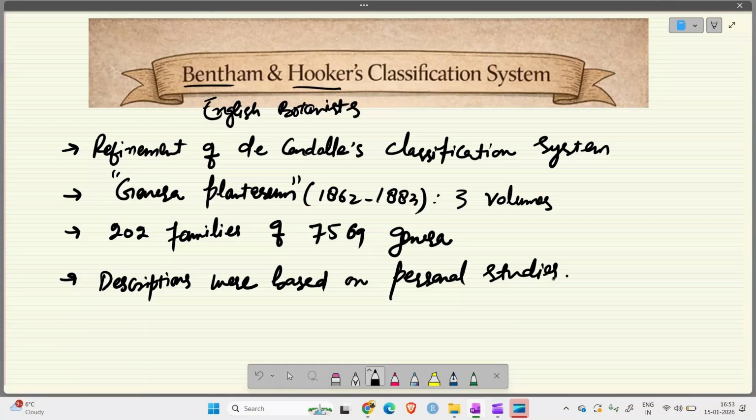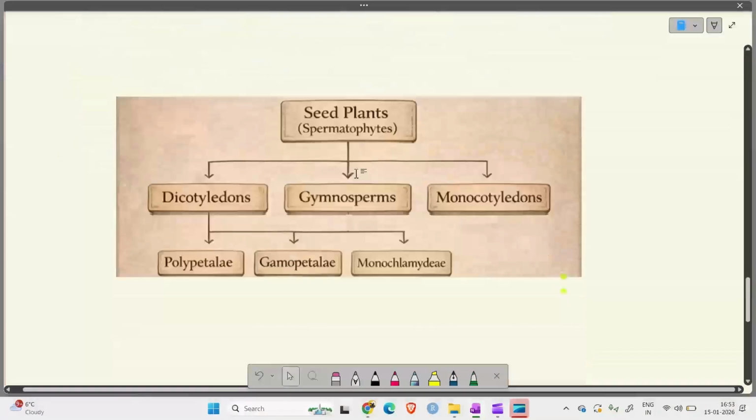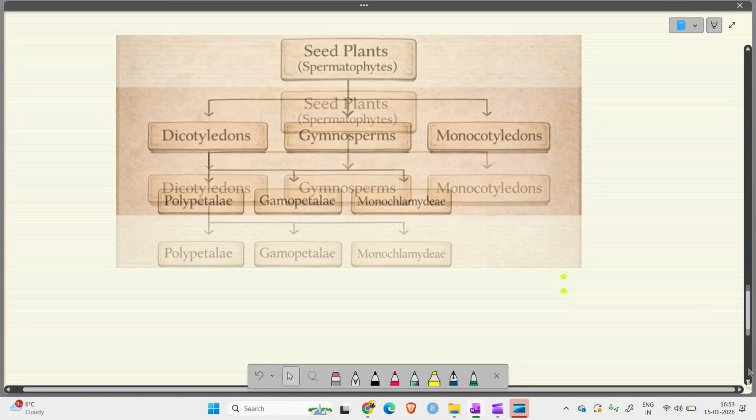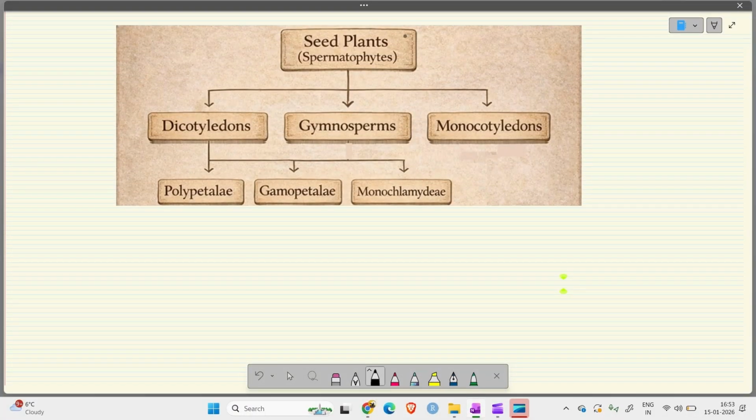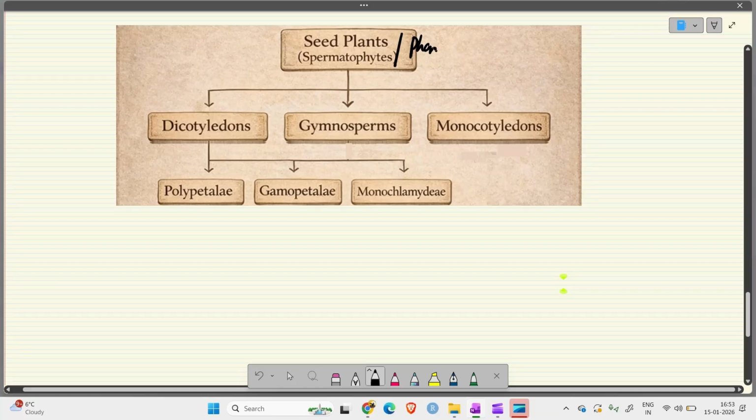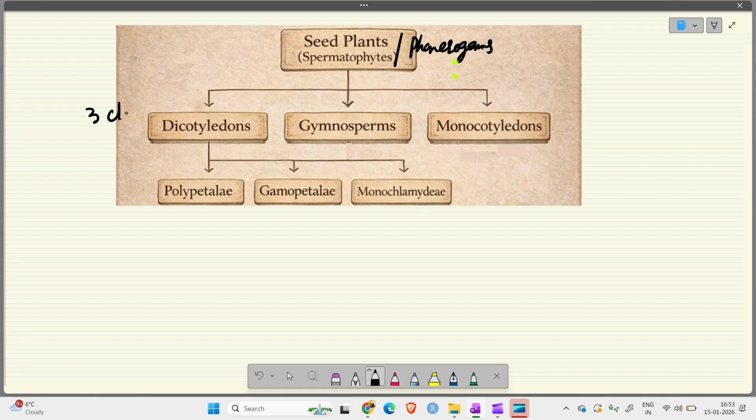Okay, if you look at the classification system, they classified seed plants, or spermatophytes, or phanerogams, that means those plants which bear seeds, into three classes, which were dicotyledons, gymnosperms, and monocotyledons. Dicotyledons have seeds with two cotyledons. Gymnosperms have naked seeds, and monocotyledons have one cotyledon in their seed.